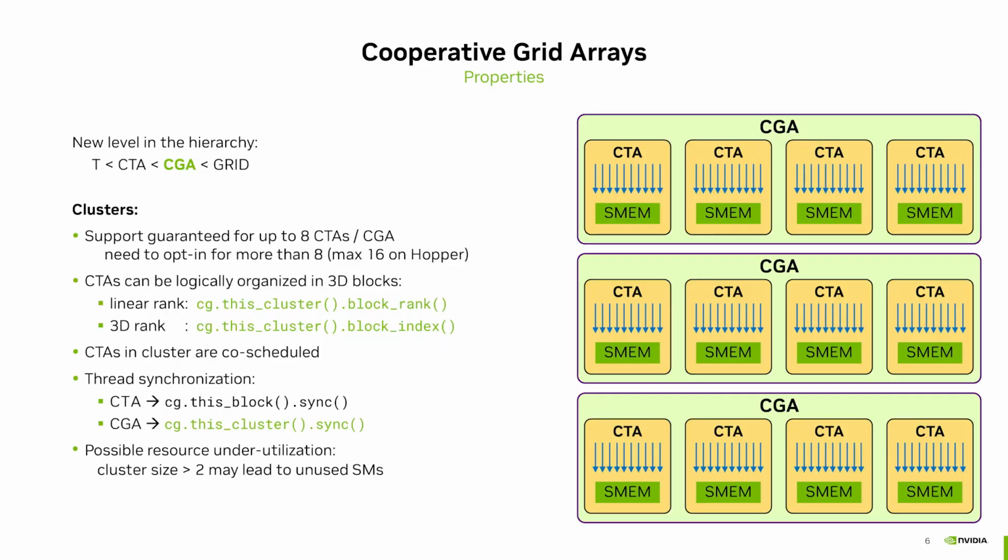So clusters introduce another level of hierarchy, allowing to group multiple CTAs. CUDA guarantees cluster size up to 8, and this number can be higher for particular GPUs. For example, for all current Hopper cards, it allows up to 16 CTAs per cluster.